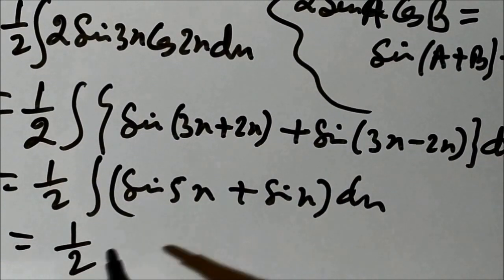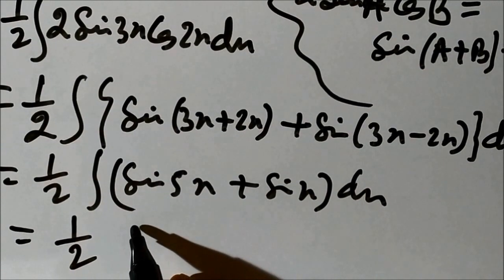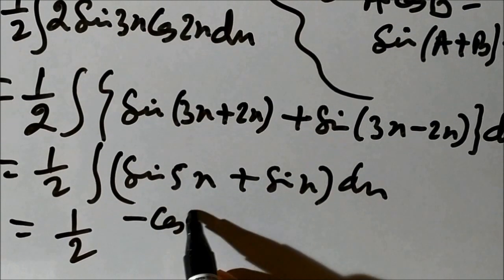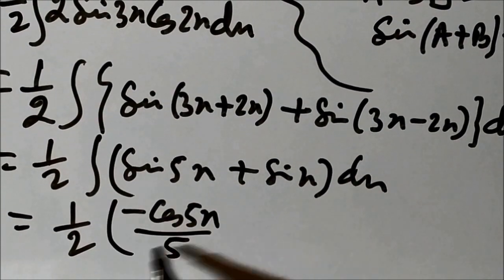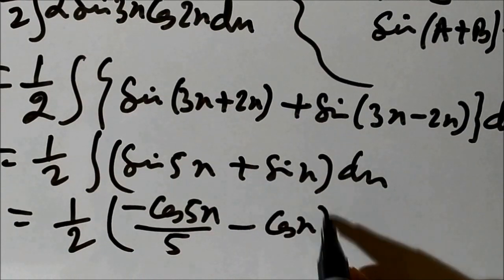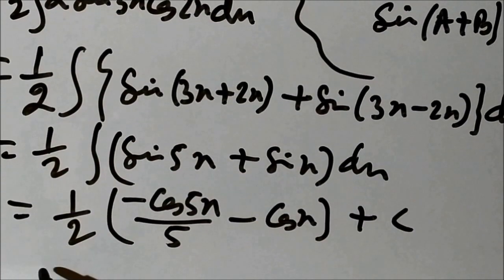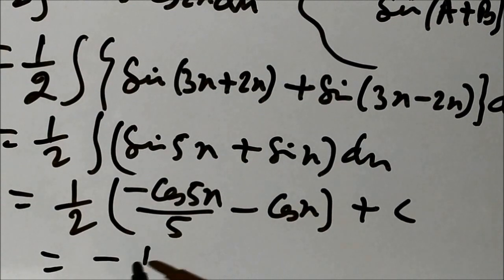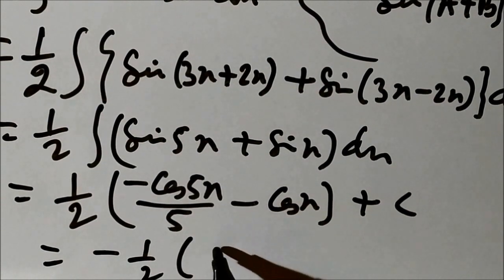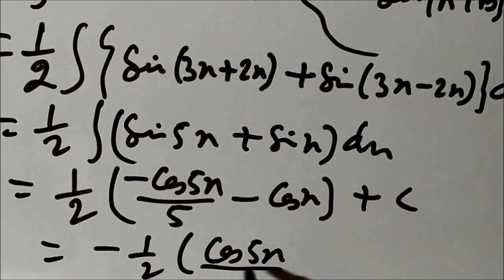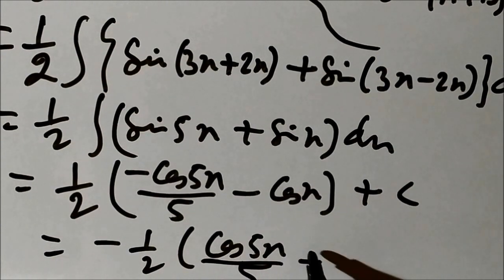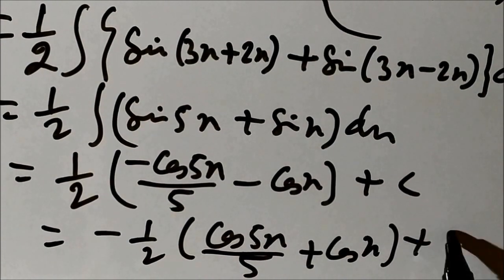Now the integration of sin 5x equals minus cos 5x by 5, and of sin x is minus cos x, plus c. This is equal to minus half (cos 5x by 5 plus cos x) plus c.